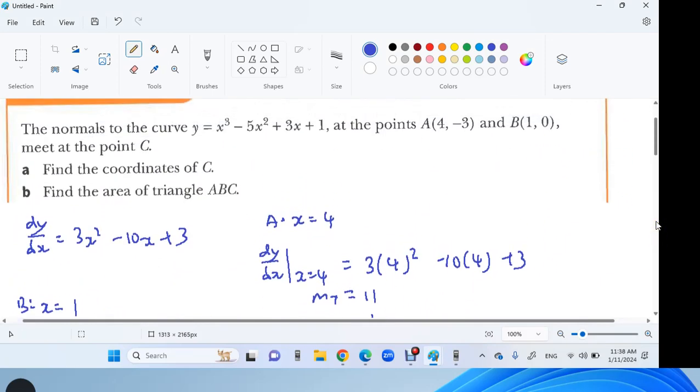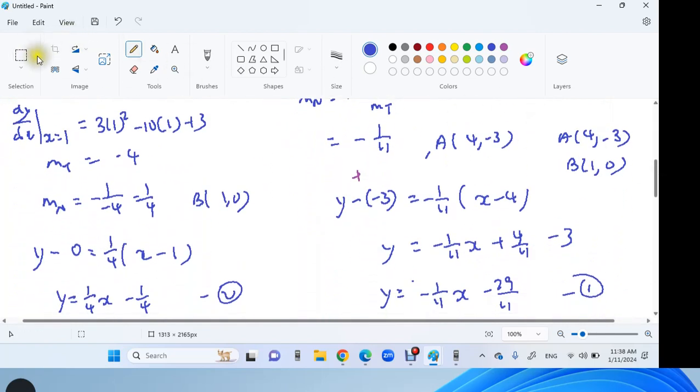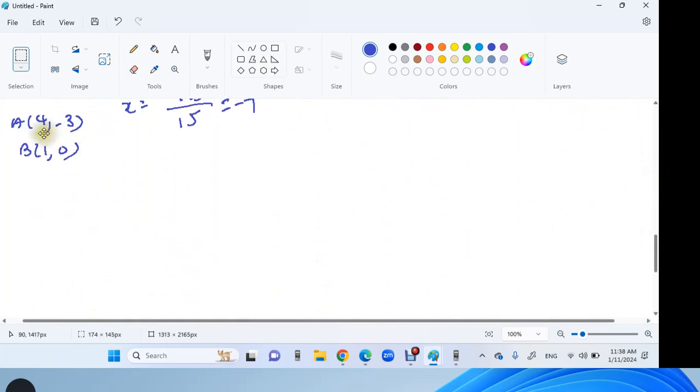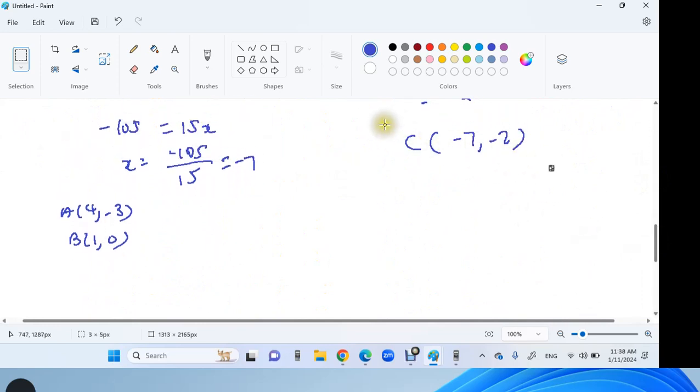Okay, next they want to find the area of triangle ABC. So we have A and B already. Now we have C. We want to find the area of triangle ABC. So this is A, B, and then this is C here. So the area of triangle ABC is equal to 1 over 2.